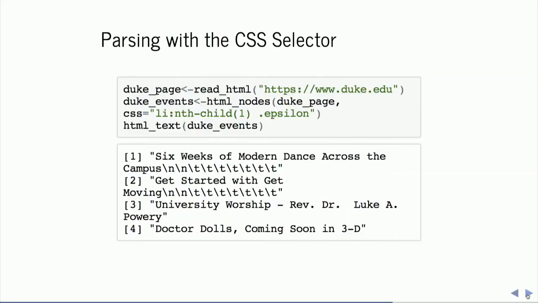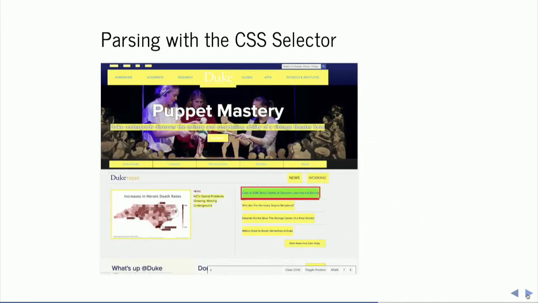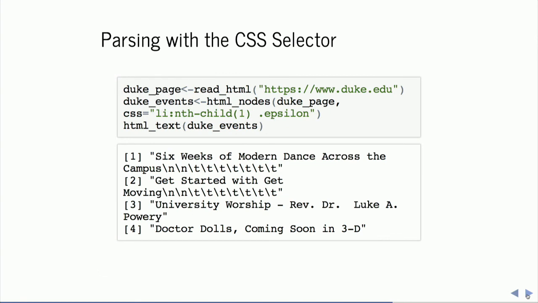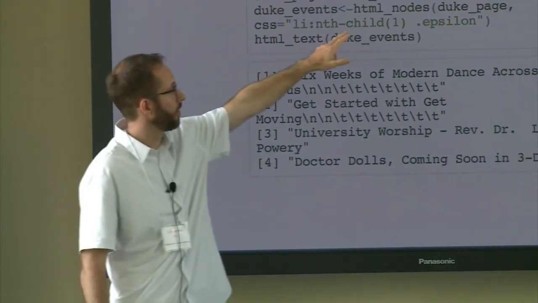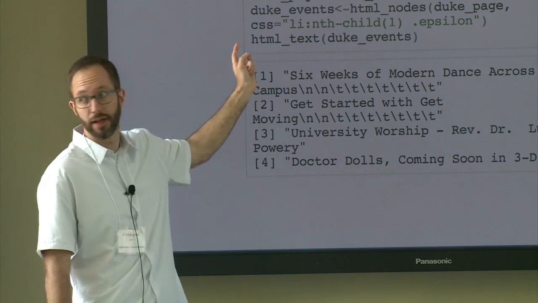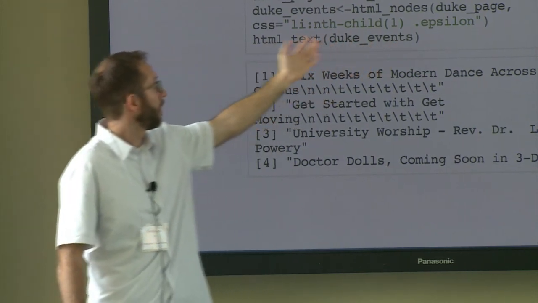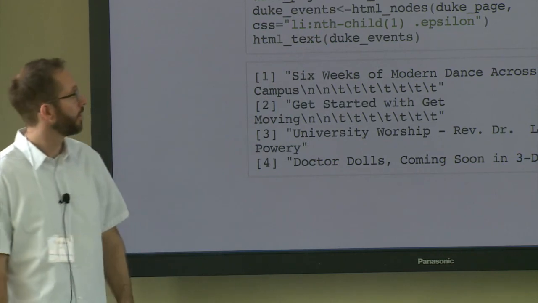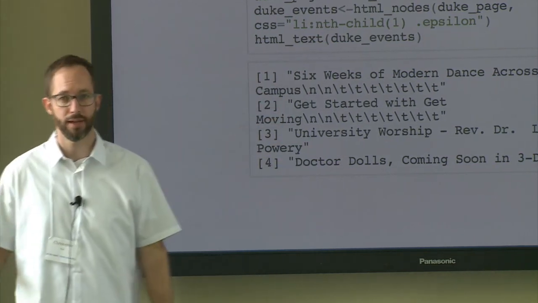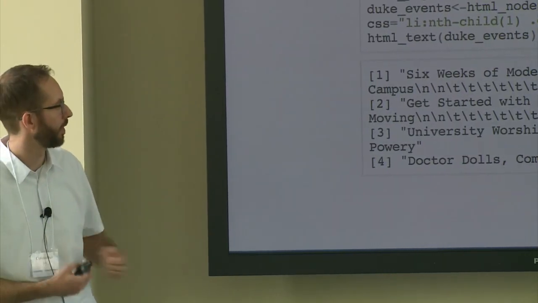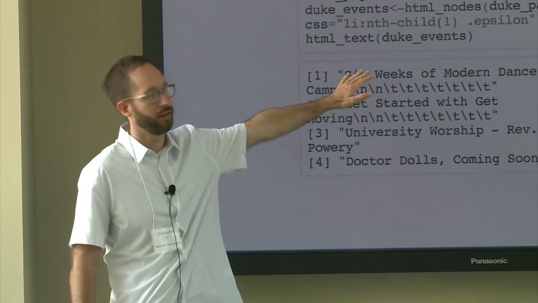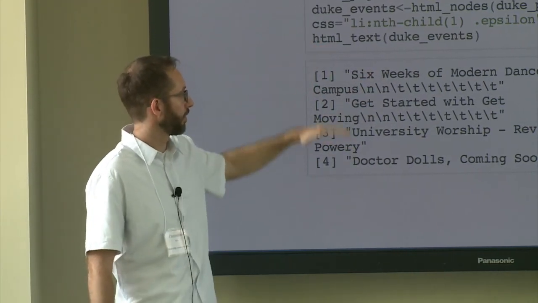So here's an example of once we've identified the CSS selector, again using the Selector Gadget, the process then is very similar. We would simply read in the web page using our read HTML function. Then we would use our HTML nodes function, and here we're passing, instead of the XPath, the CSS selector. And then we're creating another object called Duke events. And then last time we used the HTML table function to extract the table. This time we want the text. It's not in table format. And so we'll use the HTML text function. And then we are simply browsing the output here.